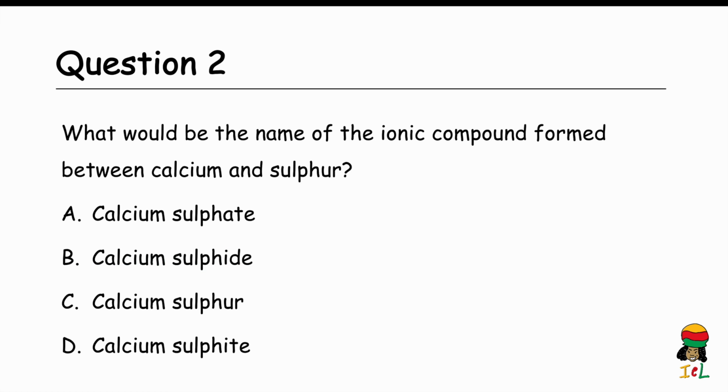Question 2. What would be the name of the ionic compound formed between calcium and sulfur? A. Calcium sulfate. B. Calcium sulfide. C. Calcium sulfur. D. Calcium sulfite. The answer is B, calcium sulfide.